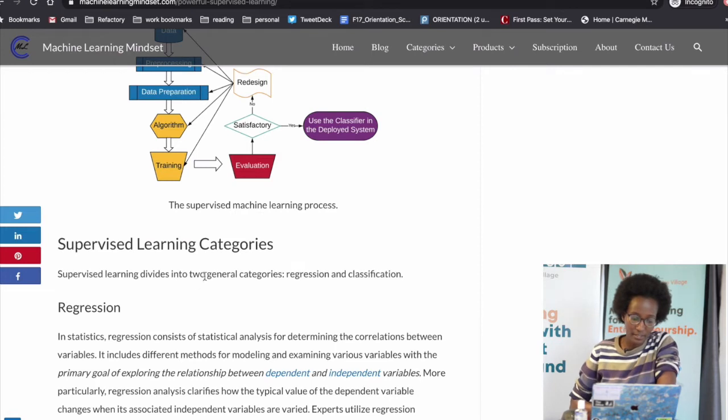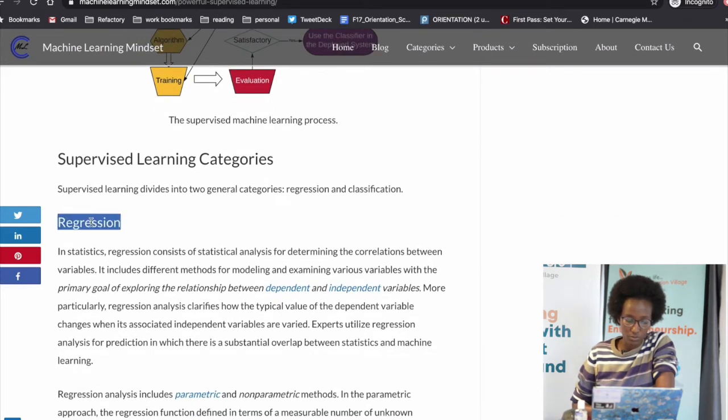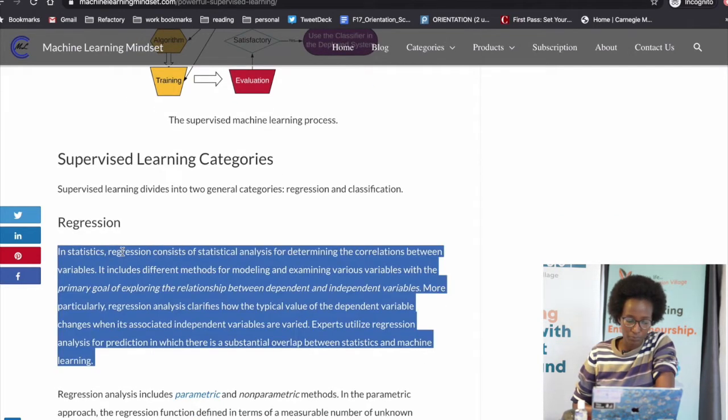So supervised learning divides into two general categories: regression and classification. So for regression, in statistics, regression consists of statistical analysis for determining correlations between variables. It includes different methods for modeling and examining various variables with the primary goal of exploring the relationship between dependent and independent variables.